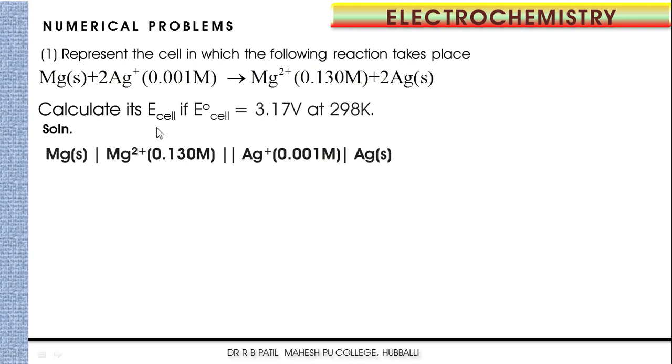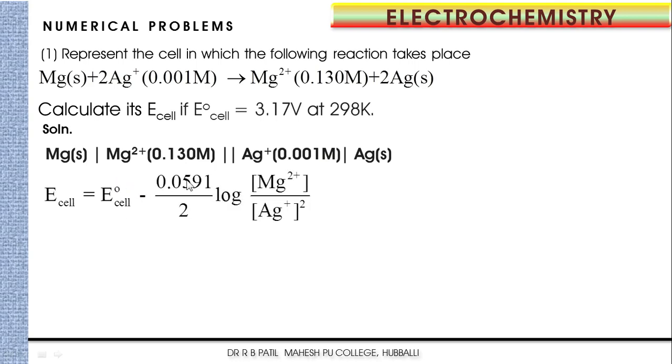Yes students, what is the formula? E cell is equal to E naught cell minus 0.0591 divided by n. In this case Mg is converted to Mg2 plus, hence n is equal to 2, log of the molar concentration of the product ion, which is Mg2 plus, divided by the molar concentration of the reactant ion, which is Ag plus. How many moles are there? 2, hence we raise the power 2.